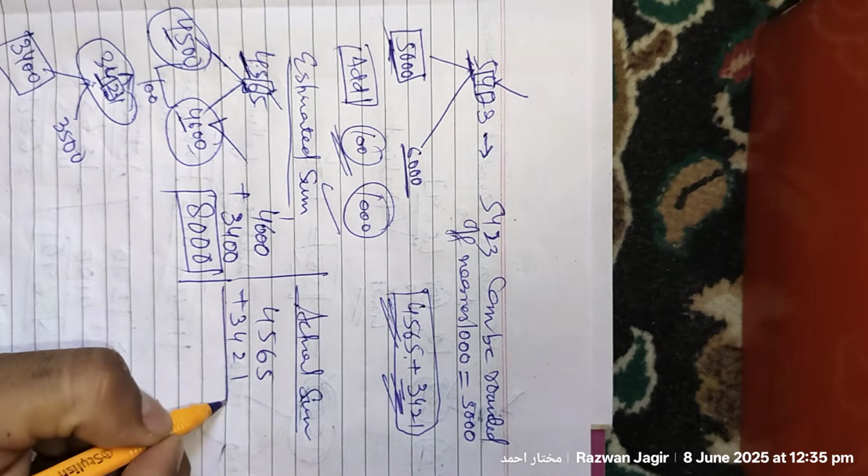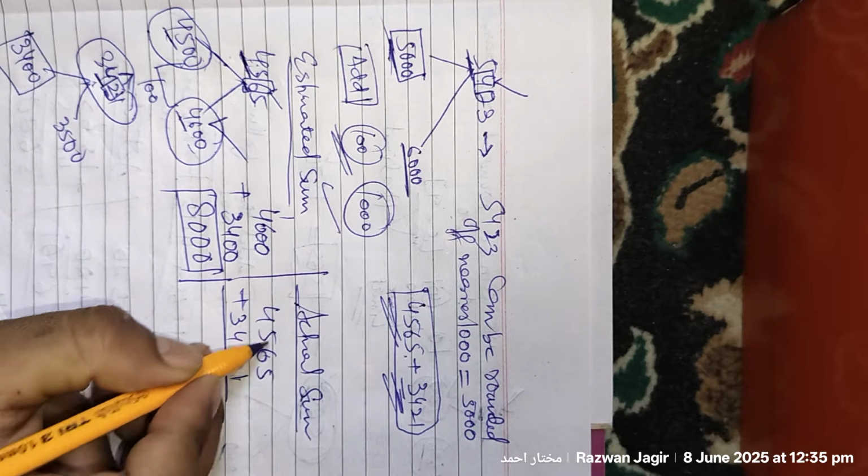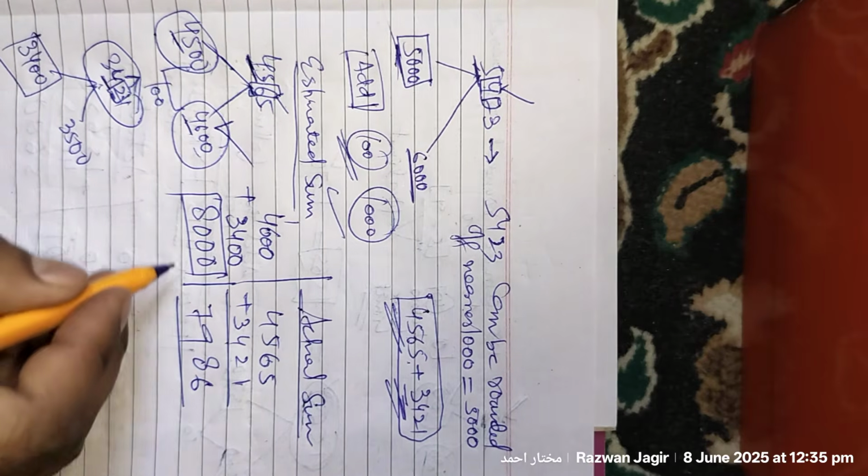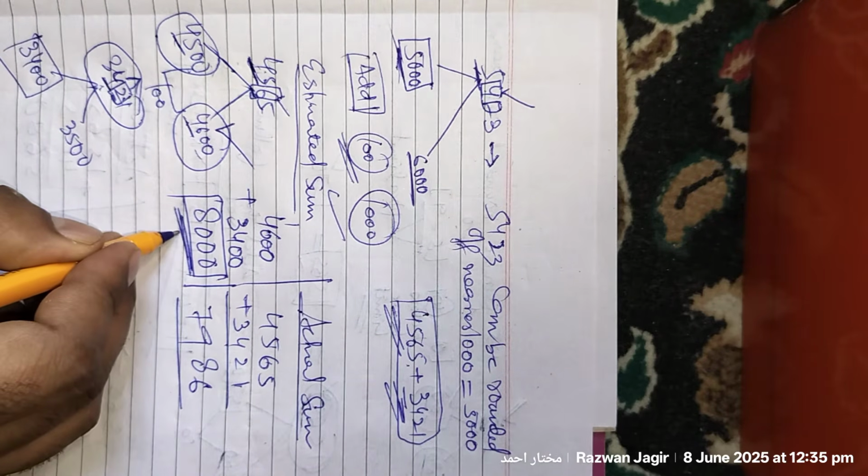So these two numbers must be added. 5 plus 1 is 6, 6 plus 2 is 8, and 5 plus 4 is 9, 3 plus 4 is 7. So 7986, but the rounding answer is the estimated sum is this.